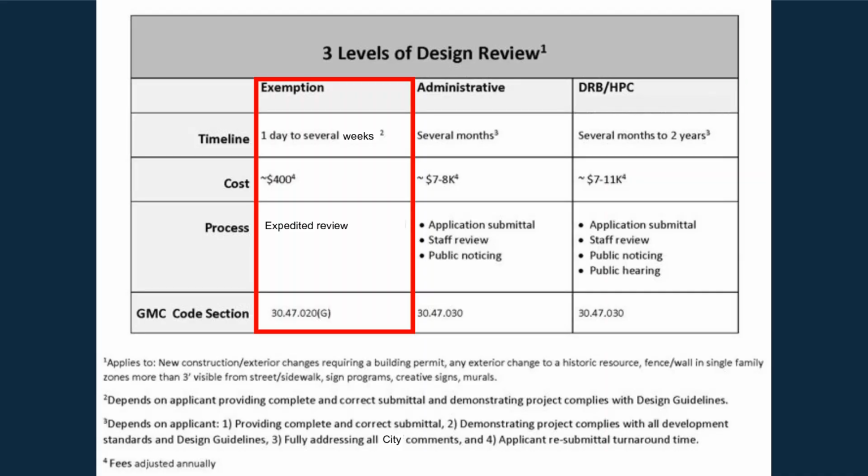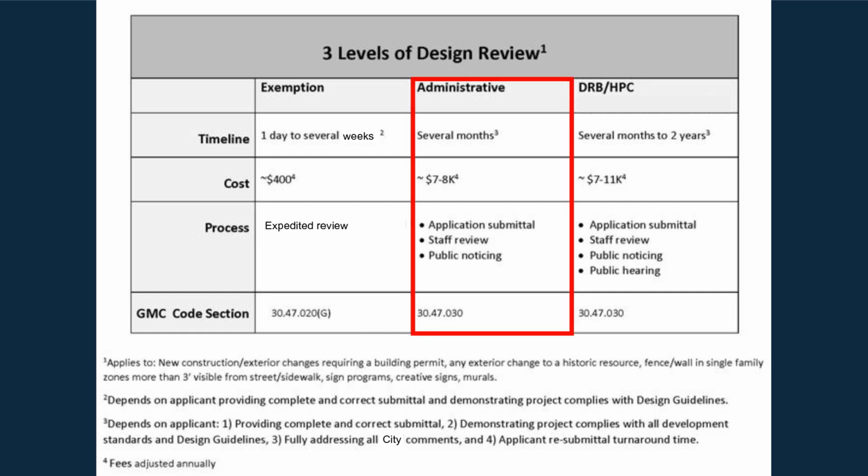The first category is design review exemption. What qualifies under this category changes over time, so make sure to check the code on the city's website for the latest. Currently, this category includes things like minor changes to the building facade or minor structures, additions at the rear, detached residential garages, and detached accessory buildings as long as they comply with the design guidelines and are not historic. The fee for this application is currently around $400. Fees get adjusted annually, and the processing time is typically from a few days to a few weeks.